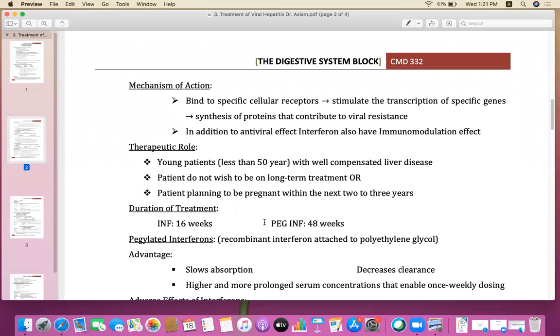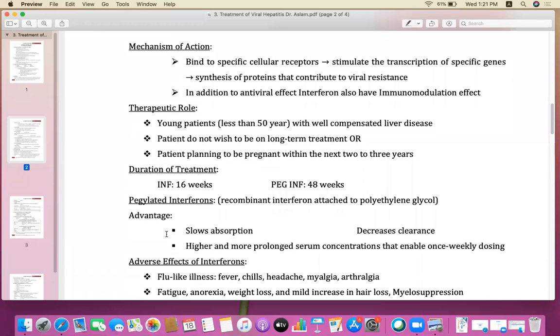So the best way is to use the pegylated interferon, one dose per week, total 48 weeks. So 48 weeks means within 1 year, the treatment can be completed. Pegylated interferons are recombinant interferons attached to polyethylene glycol. Recombinant means we are not able to get the endogenous interferon, so in that case we have to use recombinant technology to produce interferons.